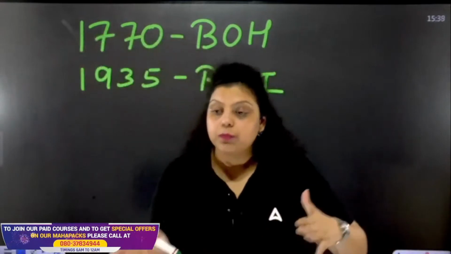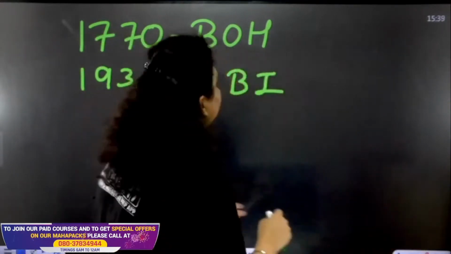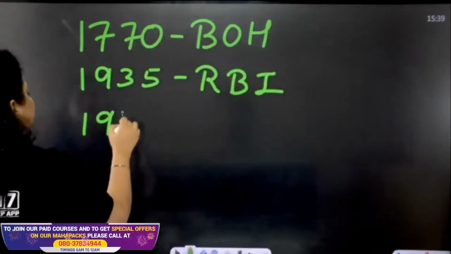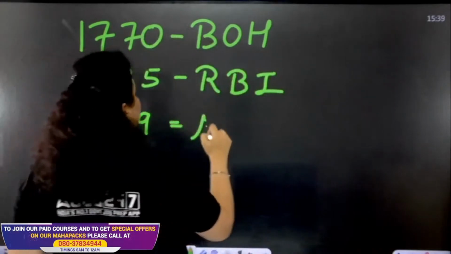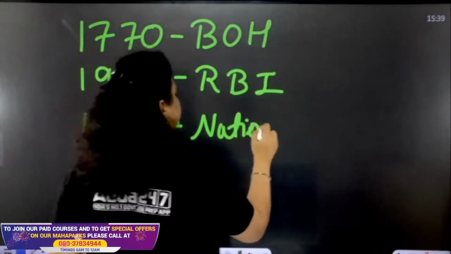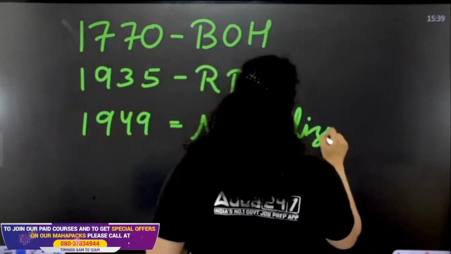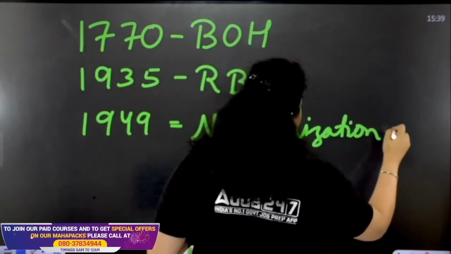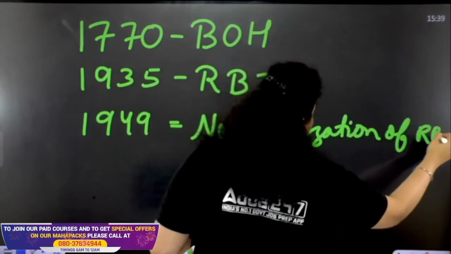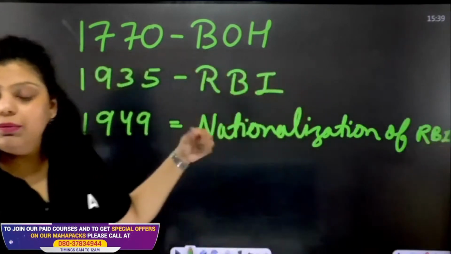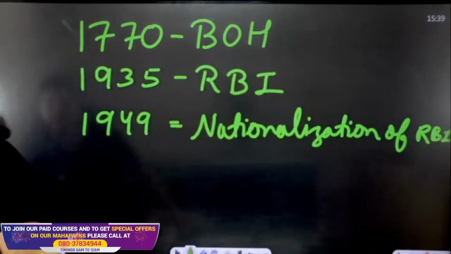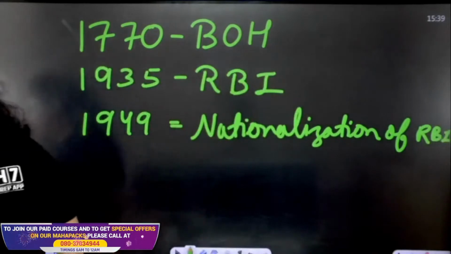But now the ownership of RBI has changed. Now RBI is the government's bank, and on 1st January 1949, the nationalization of RBI was done. Since then, RBI is the Government of India's bank, because the Government of India purchased 100% of the shares of the Reserve Bank of the country.